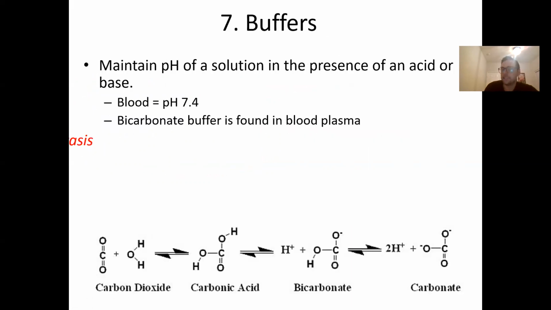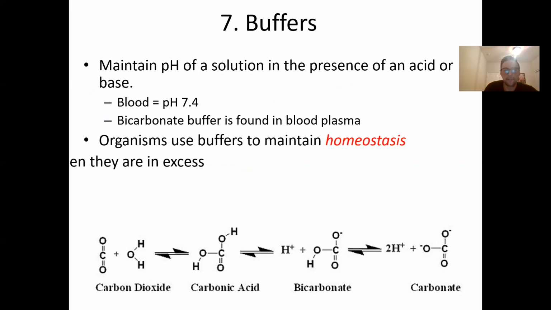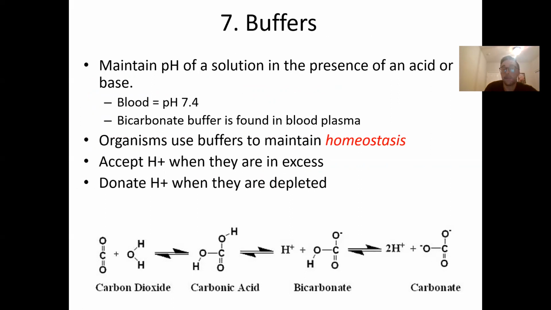So that leads into the main thing that I needed to mention here in this video, and that's buffers. Buffers aren't too complicated, at least with what we have to talk about here. But the key thing buffers do is they maintain pH, meaning you don't want your pHs to change, especially in the body. Not something you have to memorize, but we like to have our blood at a pH of about 7.4.